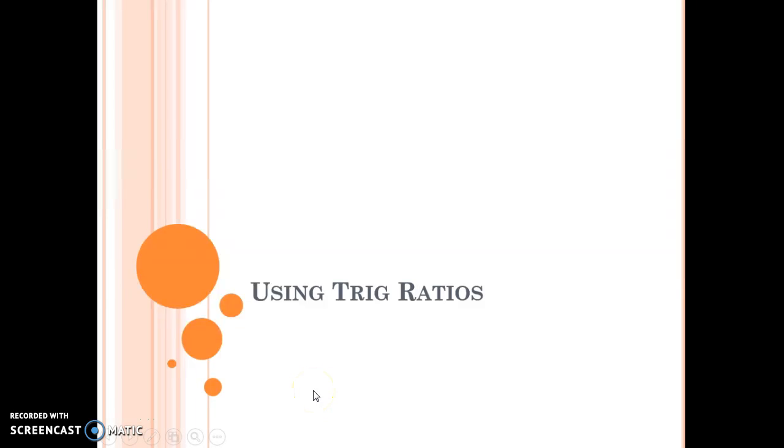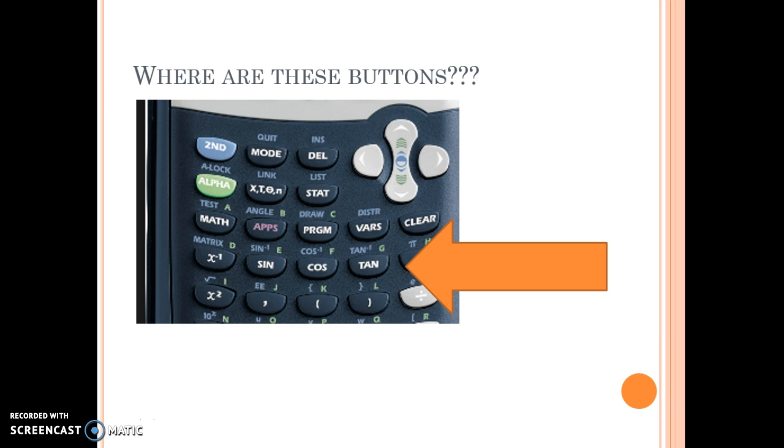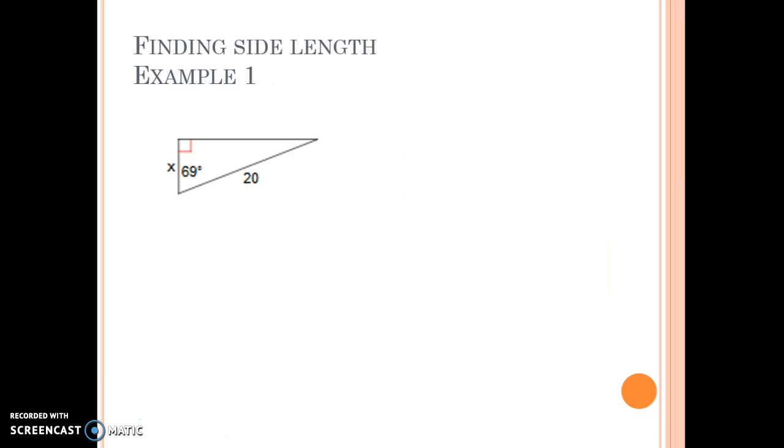All right, now we're going to actually use those trig ratios we just learned to solve for some missing sides. So on your calculator, you're looking for the sine, cosine, and tangent buttons. Every one of you should have one of those. So look for those on your calculator.